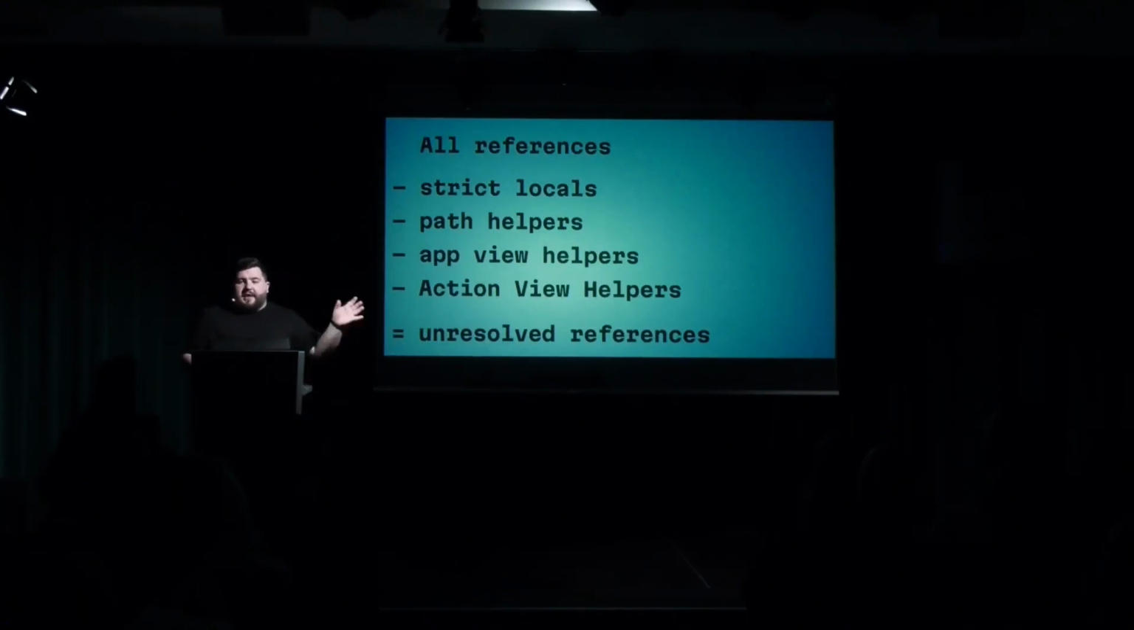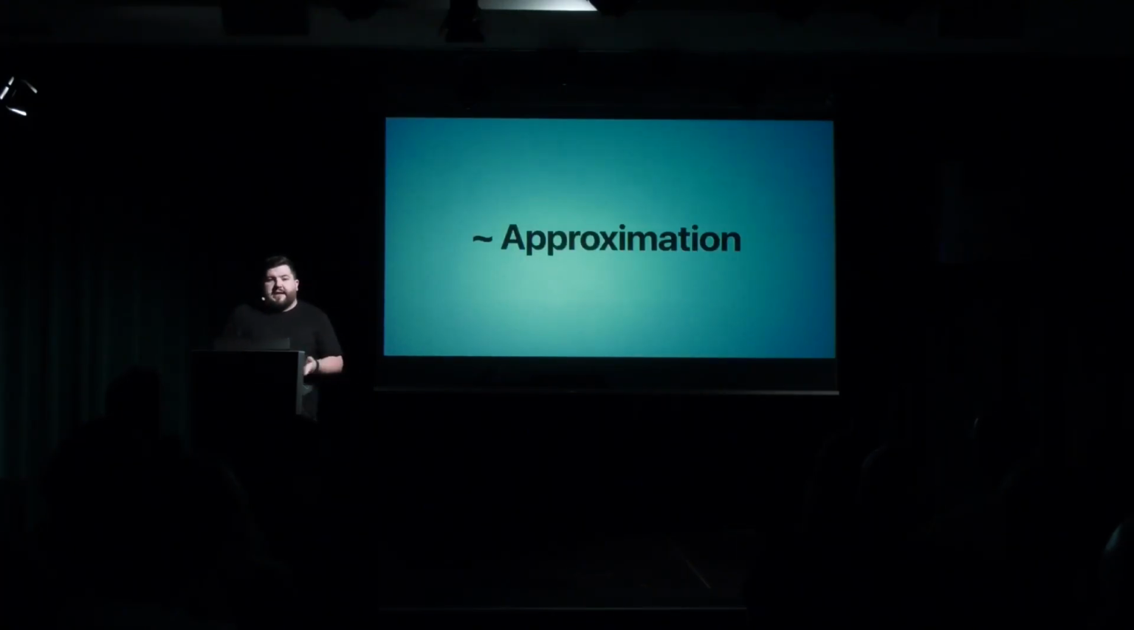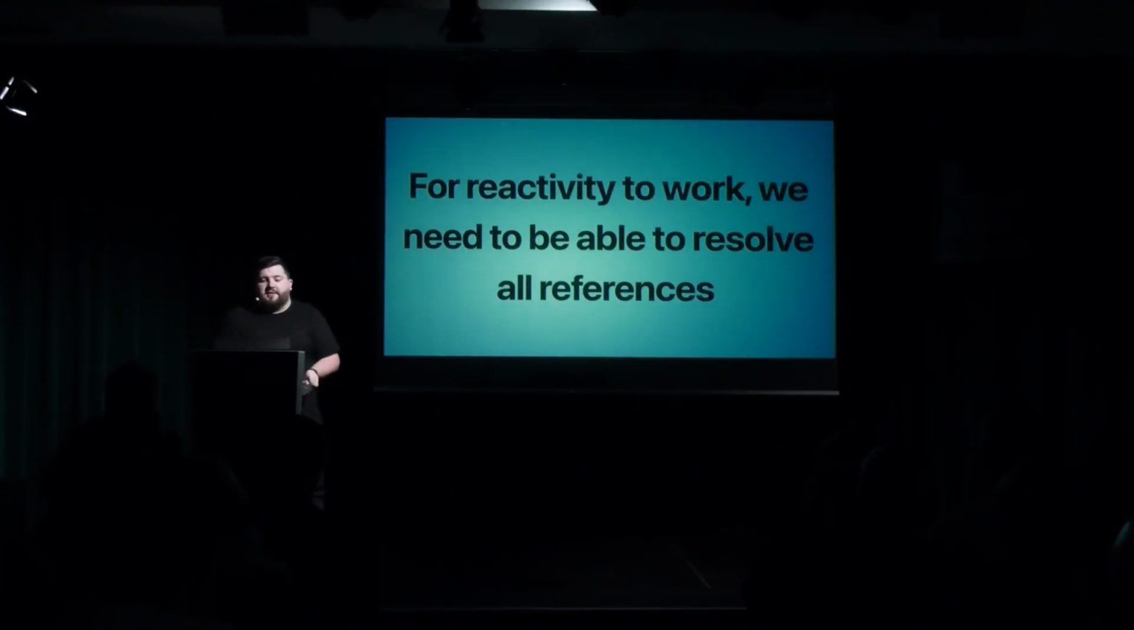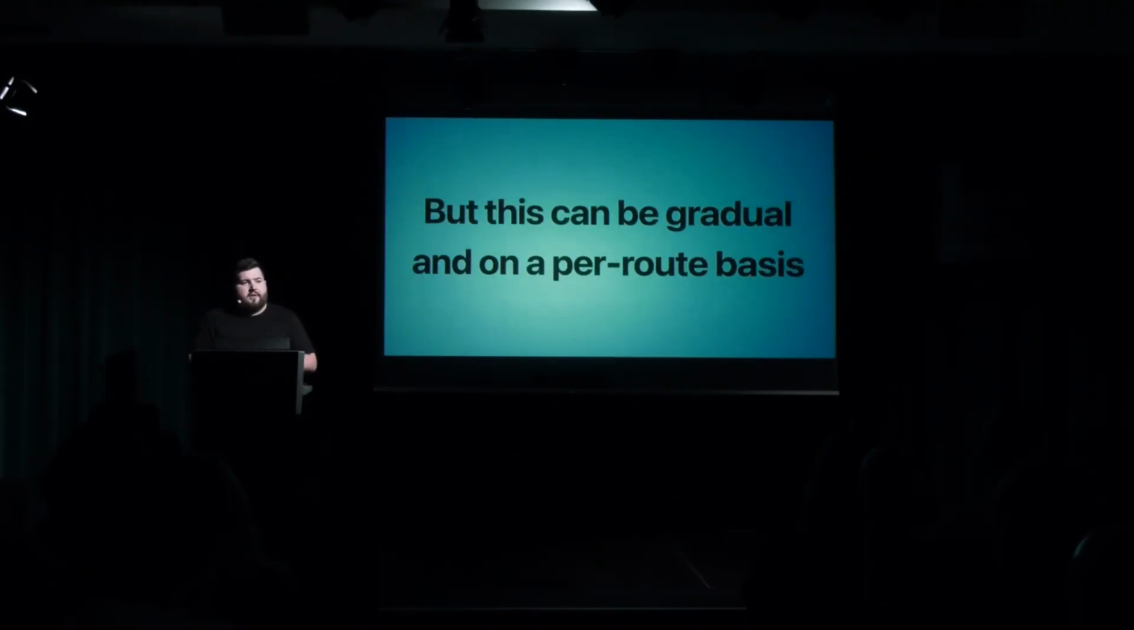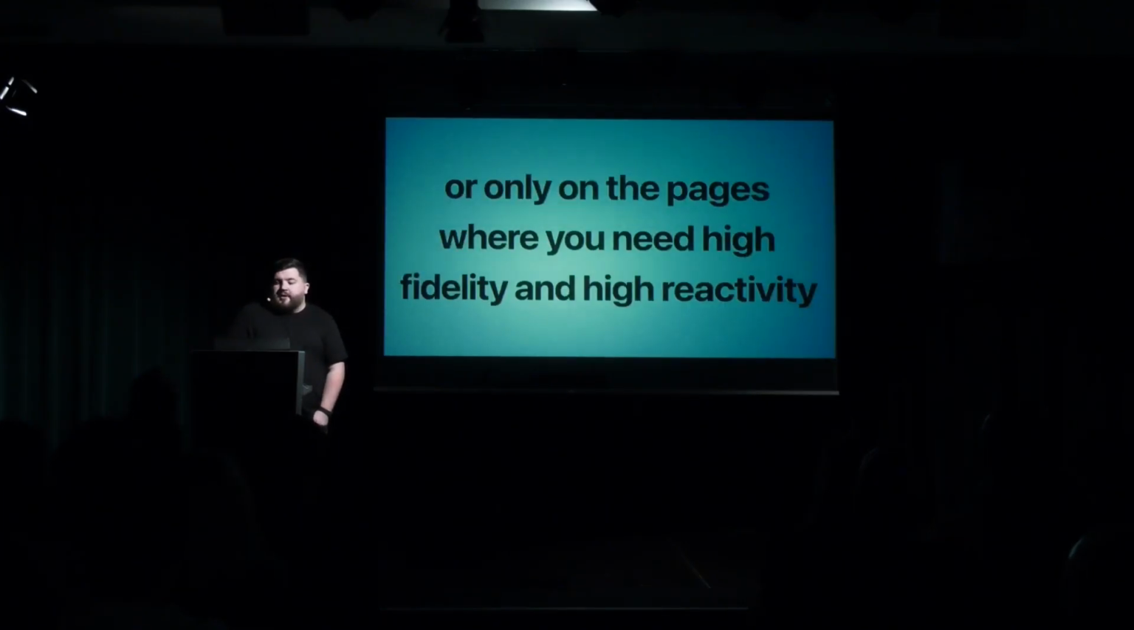So the idea is we take all the references in our app that we are doing for the rendering, and then subtract the strict locals, the path helpers, and everything else that are helpers. And everything that's left over is what we need to resolve and fix for us to be able to do reactivity. At this point, it's just static analysis, so it's an approximation. And for us to be able to do reactivity, you need to be able to understand all these references. But the good news is that this can be gradual and on a per route basis, so you don't have to do it on all pages at one time, but just on those where you want this more advanced reactivity, this high interaction.